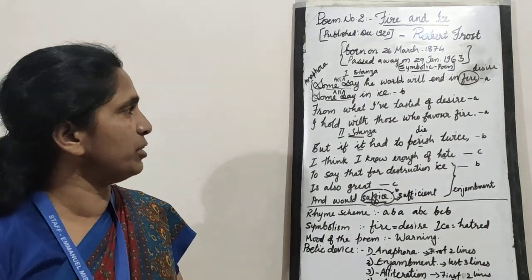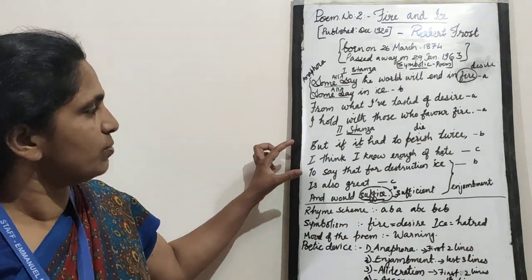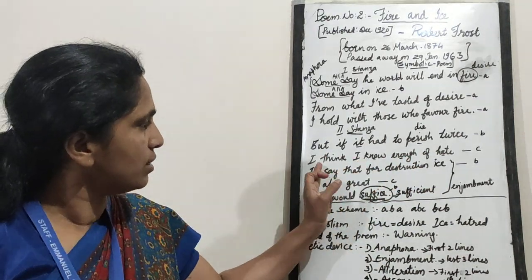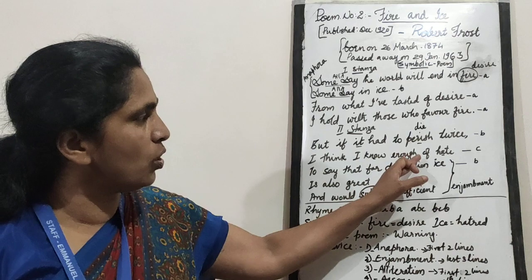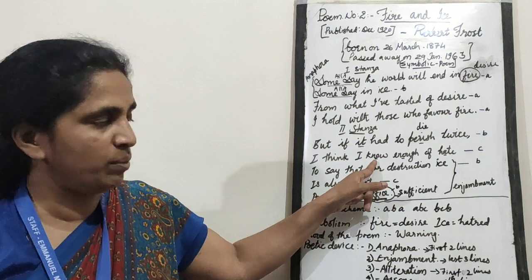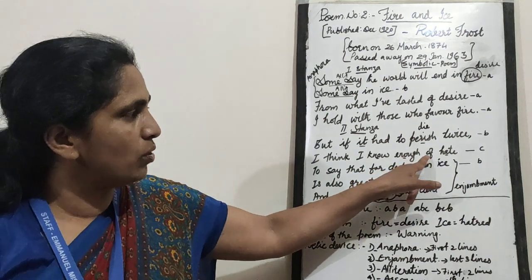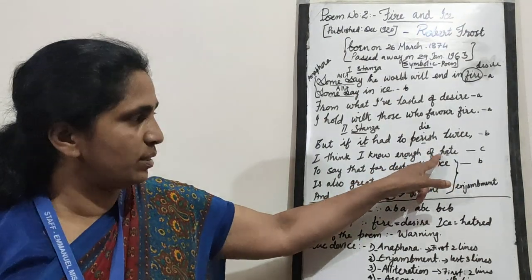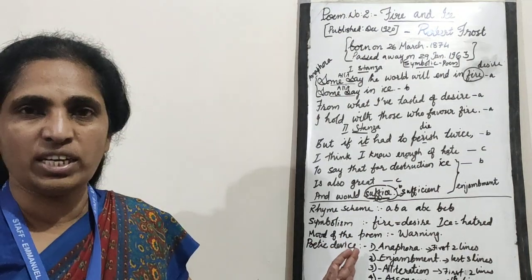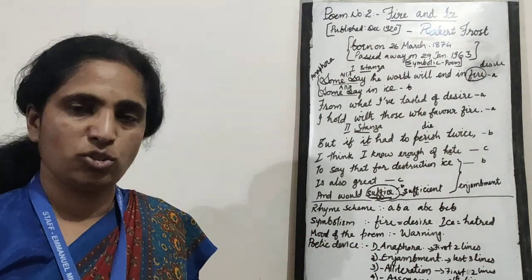And the fourth poetic device is assonance. Assonance means vowel sounds are repeated in the middle of the line. That is, "I think I know enough of hate." See, the vowel letter is also repeated in the same line. O is repeated here, O is repeated in the next word "enough", and "of hate" is repeated here. So that is assonance. So these four poetic devices are used here: anaphora, enjambment, alliteration, and assonance.